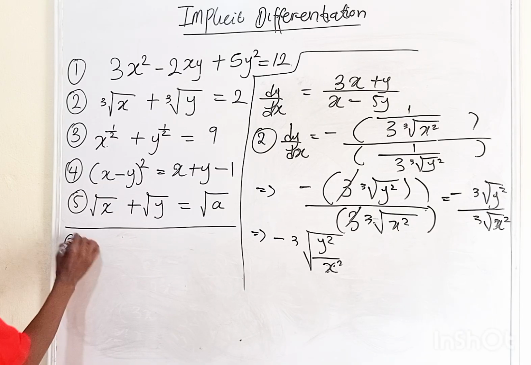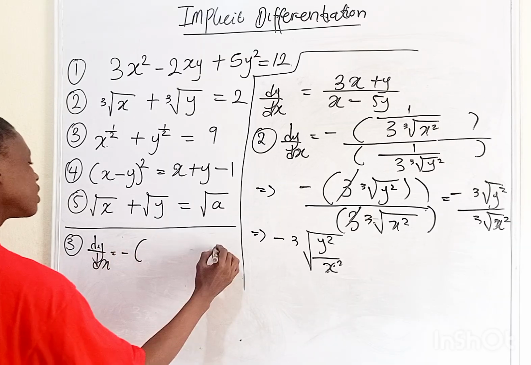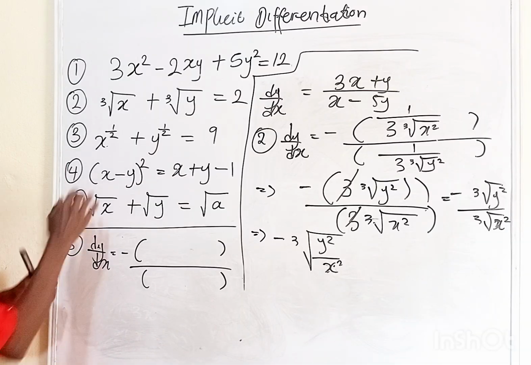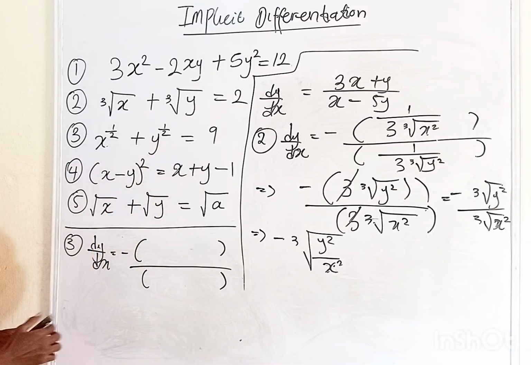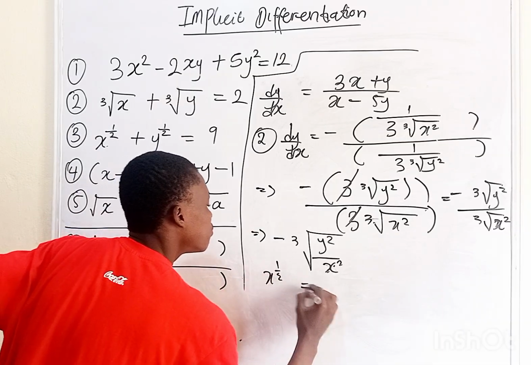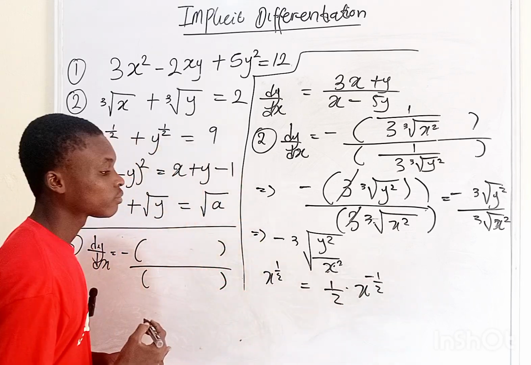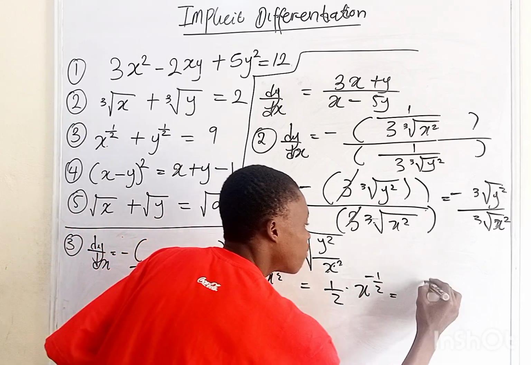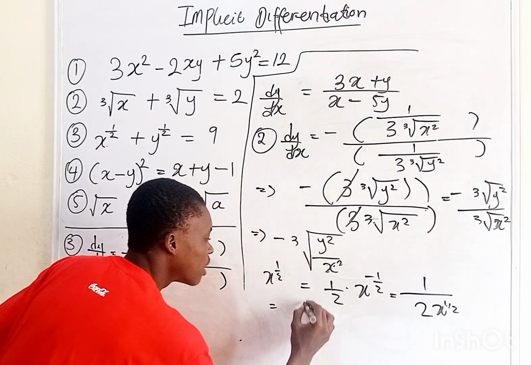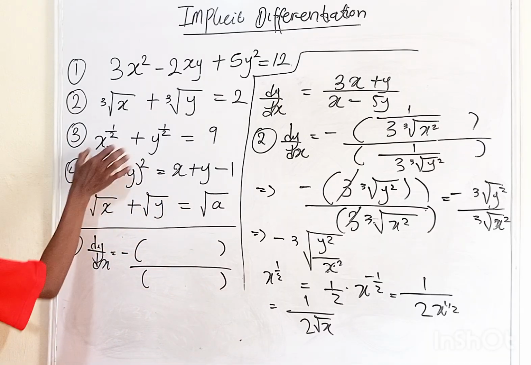All right, 3. Put your dy first all over the dx equals, put a negative sign, put 2 brackets, divided by that same 2 brackets. Now, if we differentiate this, what do we have? Let's solve it first. We have x raised to 1 over 2. If we differentiate this, we have 1 over 2 multiplied by x raised to negative 1 over 2. So therefore, we'll have 1 over 2 multiplied by the square root of x. So that means if we differentiate this, we'll have this.